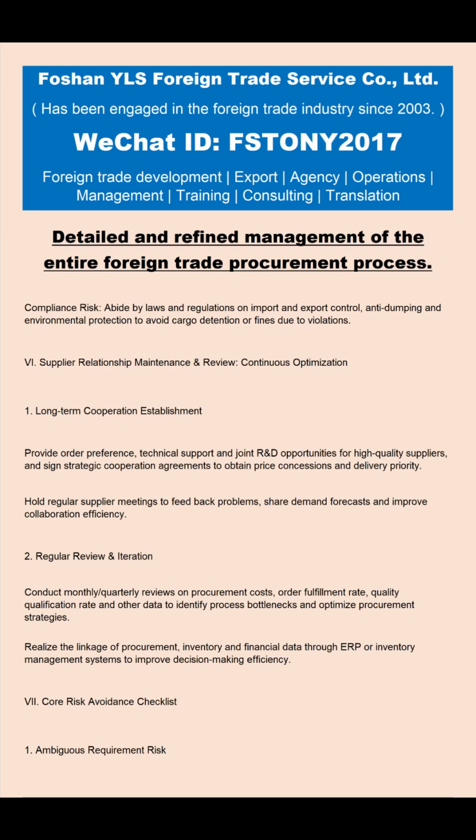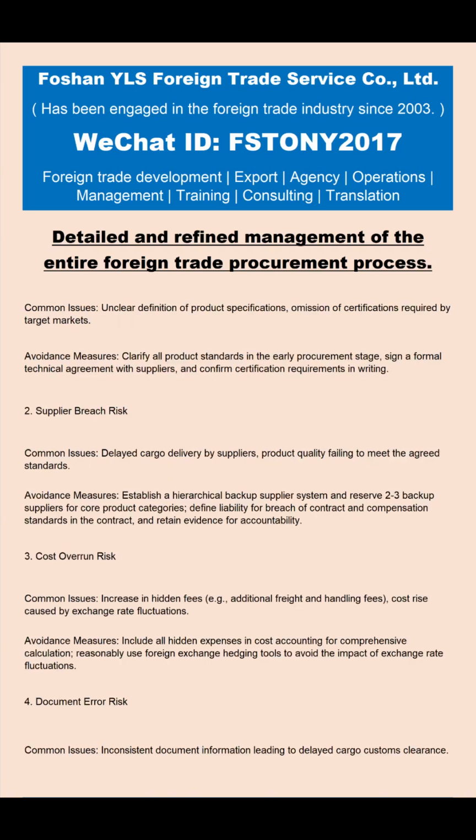1. Ambiguous requirement risk. Common issues: unclear definition of product specifications, omission of certifications required by target markets. Avoidance measures: clarify all product standards in the early procurement stage, sign a formal technical agreement with suppliers, and confirm certification requirements in writing.